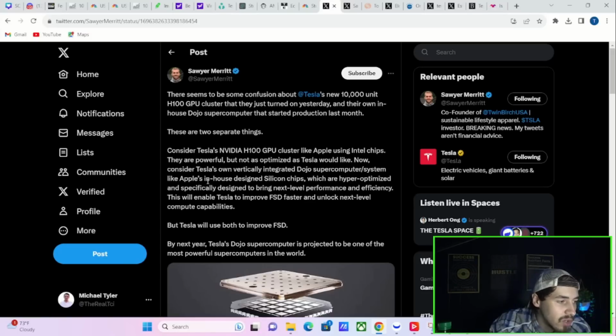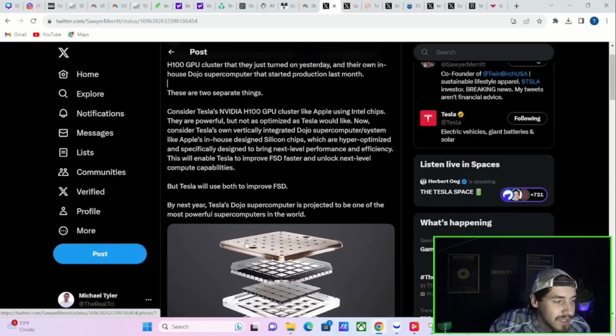Now consider Tesla's own vertically integrated Dojo supercomputer system, like Apple's in-house designed silicon chips, which are hyper-optimized and specifically designed to bring next-level performance and efficiency. This will enable Tesla to improve FSD faster and unlock next-level compute capabilities. But Tesla will use both to improve FSD. By next year, Tesla's Dojo supercomputer is projected to be one of the most powerful supercomputers in the world.